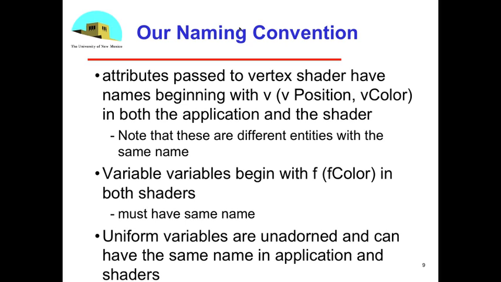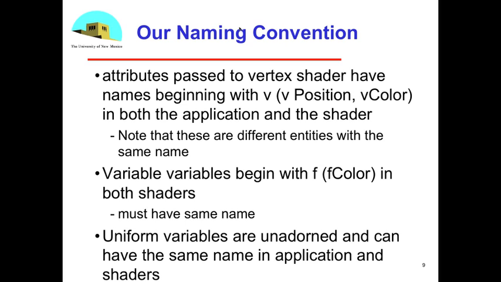So what we decided to do was say that attributes that are passed to the vertex shader, which come from the application, are going to be given names that begin with a V. You've seen some. We've talked about V position, and we'll talk about V color, and that'll mean something that's an attribute variable. It did come from the application, but it's being used in the vertex shader. Likewise, varying variables are going to be specified within the vertex shader, but used within the fragment shader. So we're going to begin their names with an F. This will be called F color.